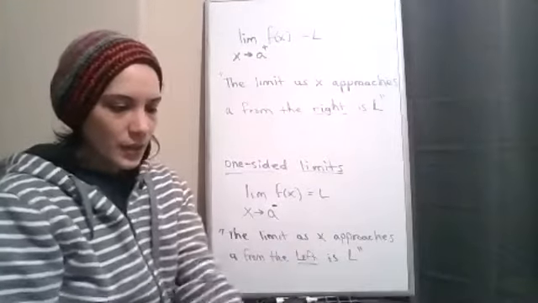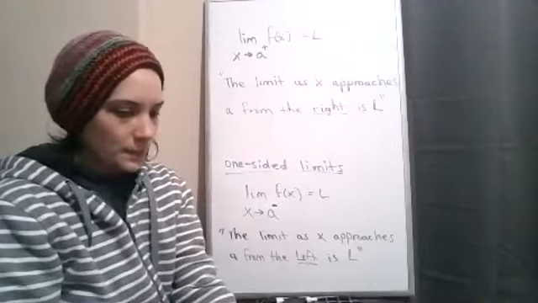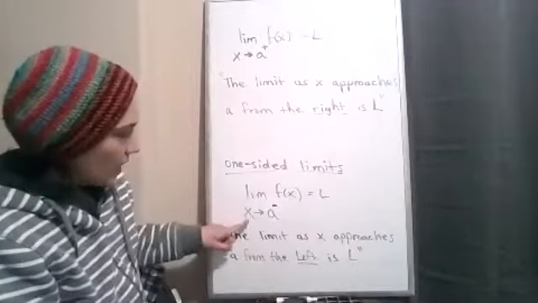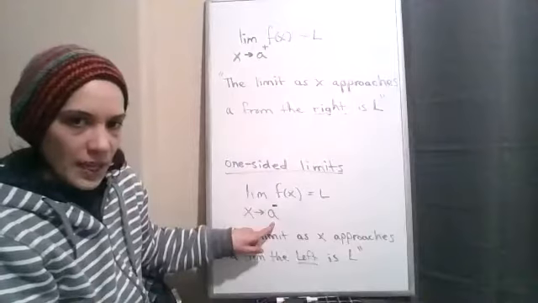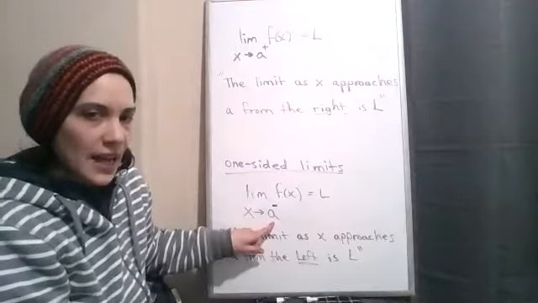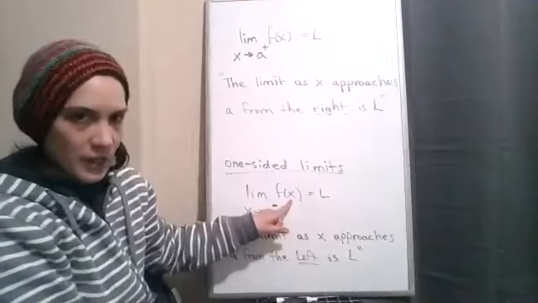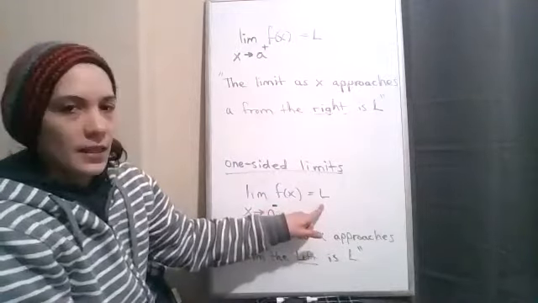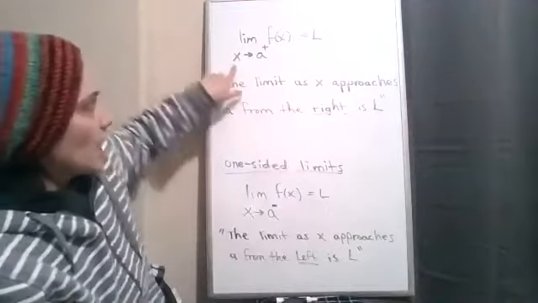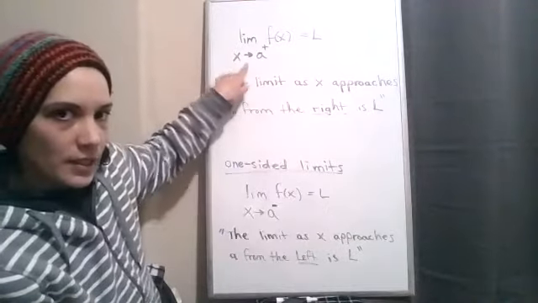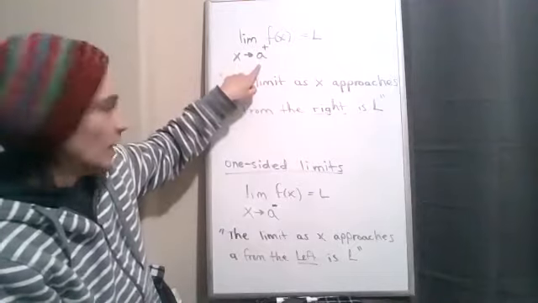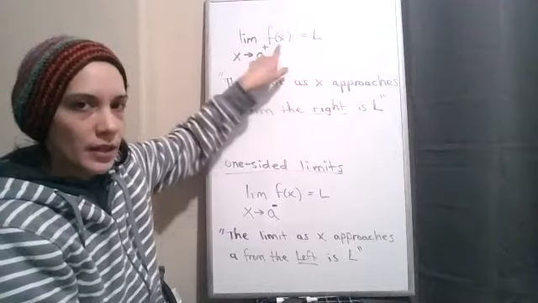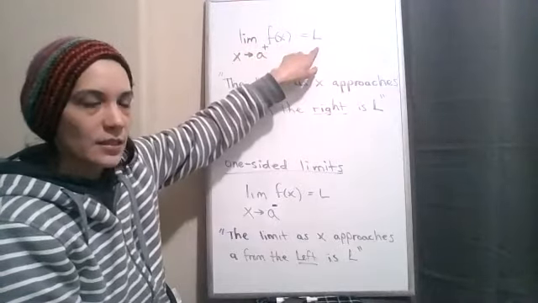Just noting again that we have x getting arbitrarily close to a from the left. As that happens, the outputs of your function are getting arbitrarily close to L. Here, as the x values, as inputs, get close to a from the right, your outputs get close to L, or the outputs of your function approach this value L.